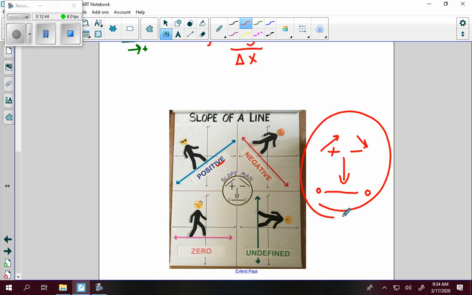And there's my slope man. Dun dun dun. Hey. Slope man. I know, it's pretty cool, right? I love it.